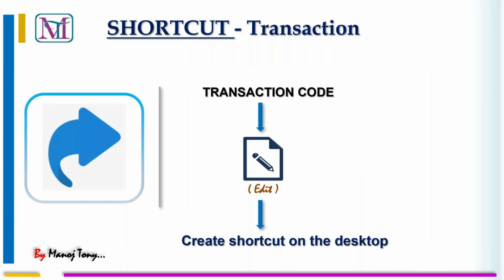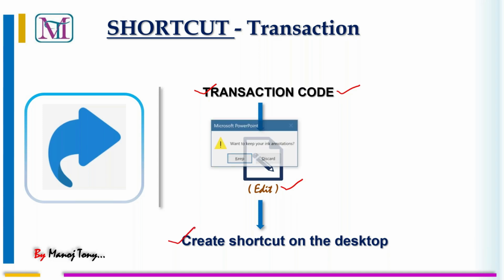The next tip is shortcut transaction. Shortcut transaction means we have an option that we can create a shortcut key and save it on the desktop. If a user logs in to SAP, whichever transaction code was selected here, that transaction screen will be displayed. So we have to go to the transaction code in the SAP Easy Access screen. Then we have to select the transaction code. Then we have to go to edit. Then we'll create a shortcut on the desktop.